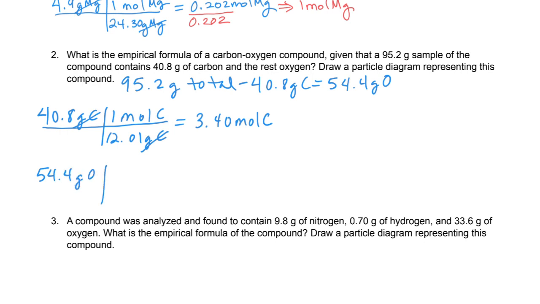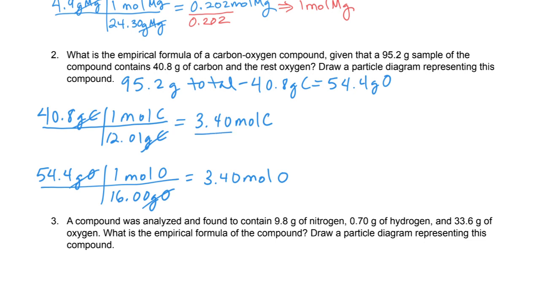54.4 grams of oxygen to our train tracks. Oxygen, the periodic table tells us, is 16 grams per mole. So our grams cancel and we get moles of oxygen. 54.4 divided by 16 is also 3.4 moles. So it turns out that these are the same.